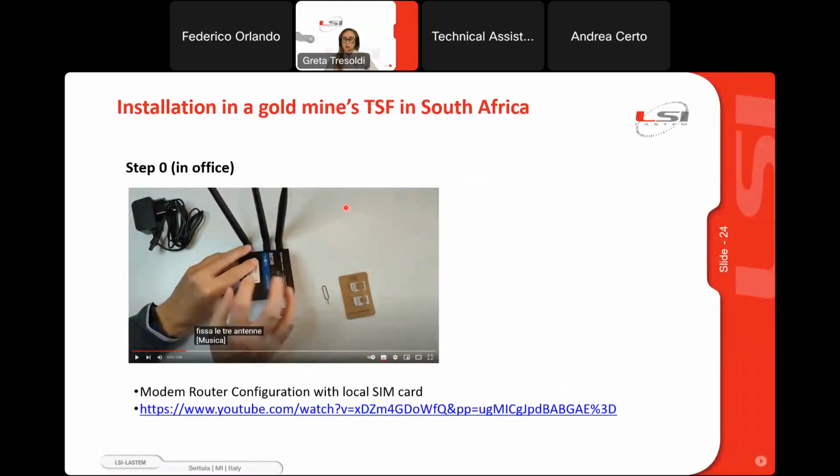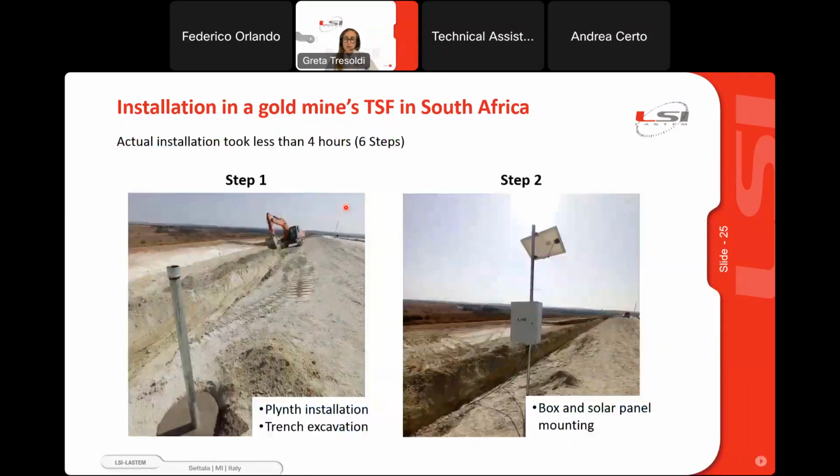Since it's the first one, I want to spend some words about the different steps for the installation. So the installation is really easy and standardized, and the steps are always the same. The step 0, to be done in the office, is the configuration of the modem router with the local SIM card. Then on the field, we have the step 1, so the plinth installation and the trench excavation.